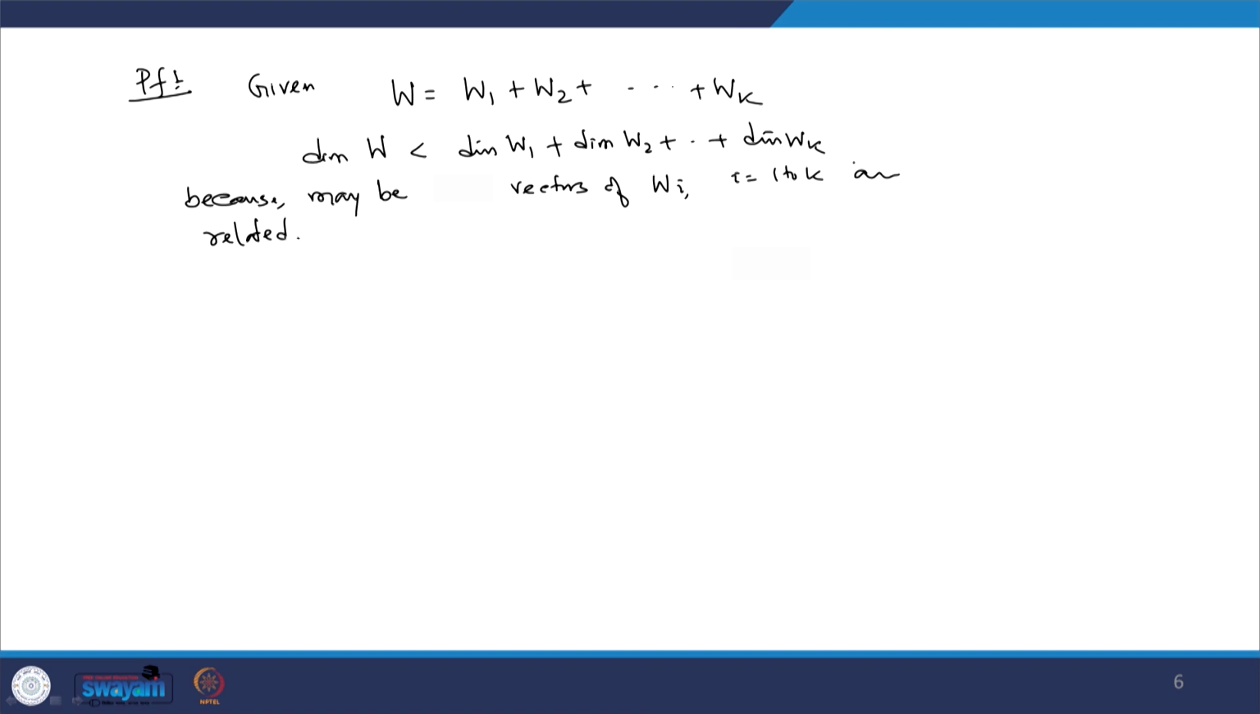But our claim is that it is not less than, it will be exactly equal to. I mean, the dimension of W will be equal to the dimension of W1 plus the dimension of W2 plus the dimension of Wk. This is our claim. Our claim is dimension of W equal to the sum of the dimensions of Wi, i equal to 1 to k. Okay, so to do this, we will proceed as below.